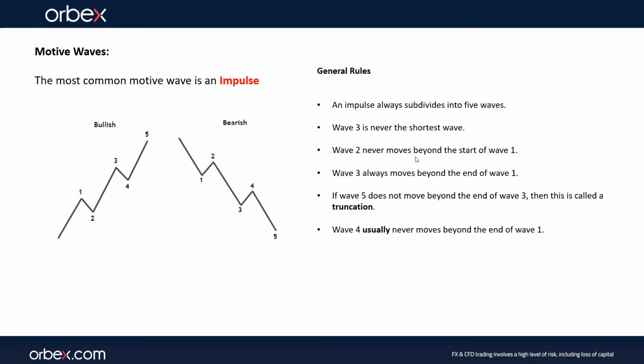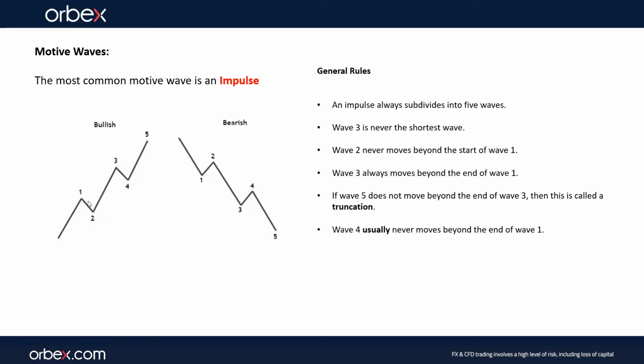Wave 2 never moves beyond the start of wave 1. Now, what does that mean? It means that wave 2 here will never delve below or higher than where wave 1 started. So with that being said, we can see that wave 2 will never go further than the start of wave 1.